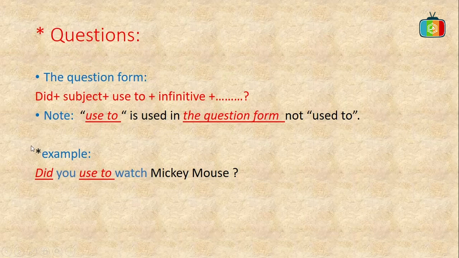And let's read the final example together. Did you use to watch Mickey Mouse? So here I start with "did", then the subject "you", then "use to" without the final D, then I have the infinitive verb, which is "watch".